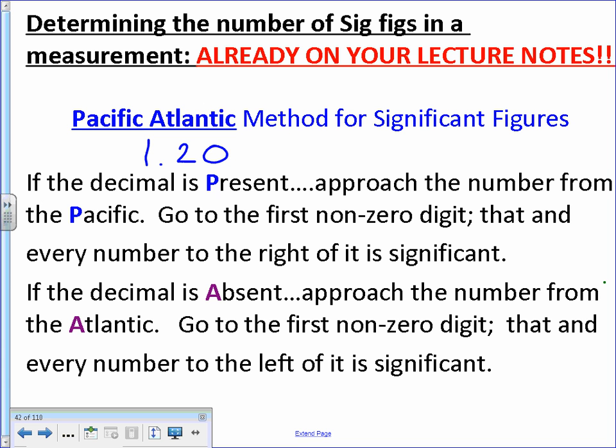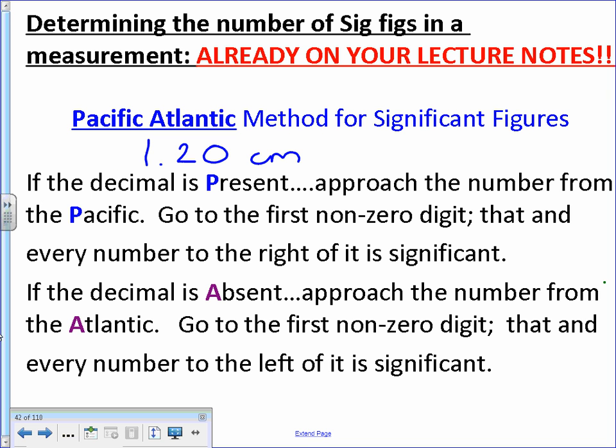So if I give you an example of 1.20 centimeters, you'll notice that the decimal is present, right? Think of your map of the United States. Where's the Pacific Ocean? California. Okay, where's the Atlantic? North Carolina. So over here is where we're going to start counting, at the Pacific Ocean. If the decimal is present, you approach this measurement from the Pacific side.